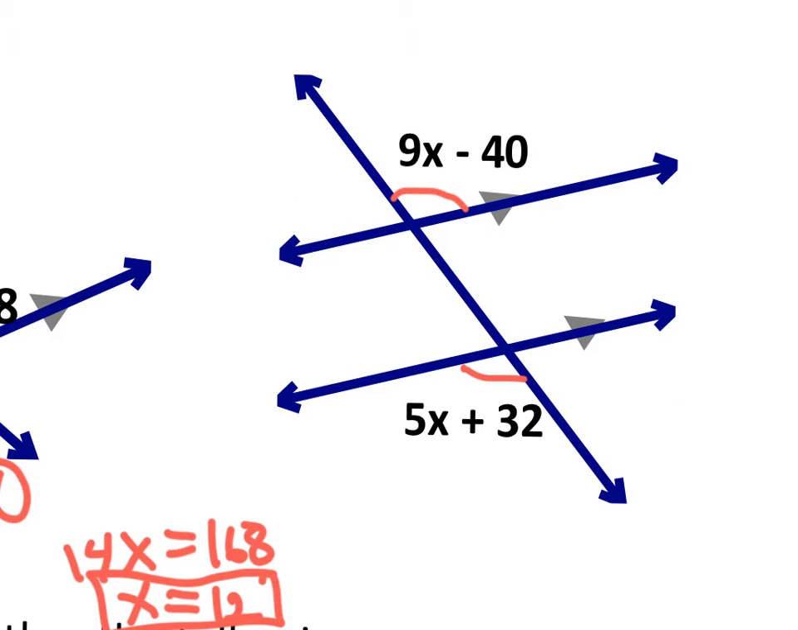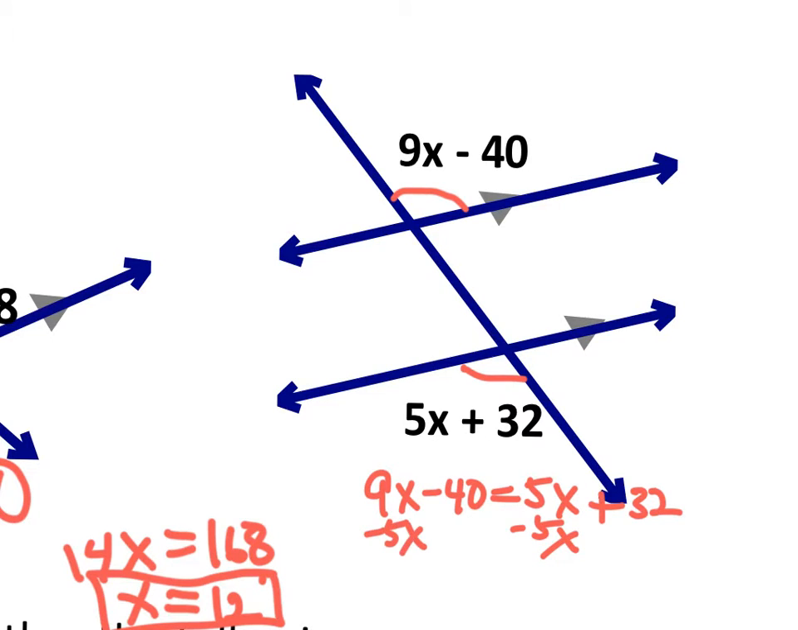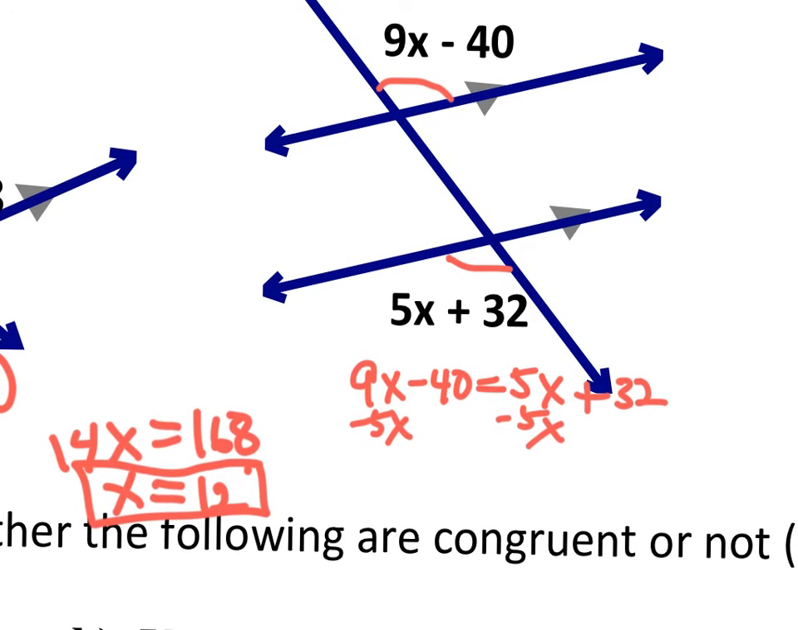Next problem, you have that the two angles are congruent, the two alternate exterior angles. So we could do blank equals blank, part equals part. So writing that equation, 9x minus 40 equals 5x plus 32. Solving that equation, if we subtract 5x from both sides, we'll get 4x. Add 40 to both sides is 72. So x is 18, and that's your answer.